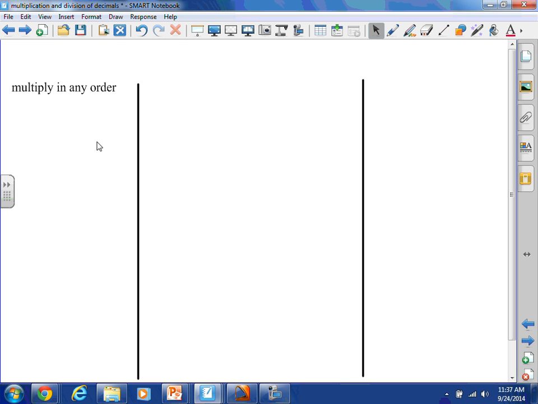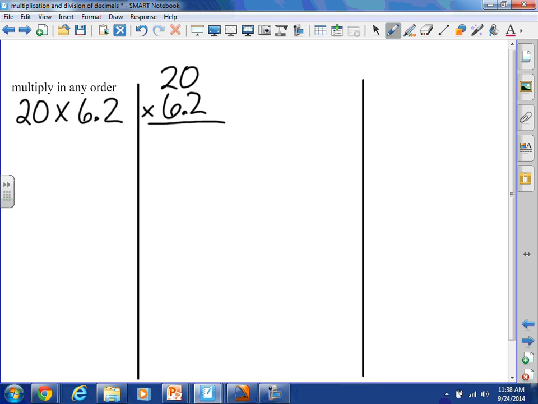So here's your problem. If I give you the number 20 times 6 and 2/10. 20 times 6 and 2/10. So I can either set up this problem like this, or I can set up this problem like this.